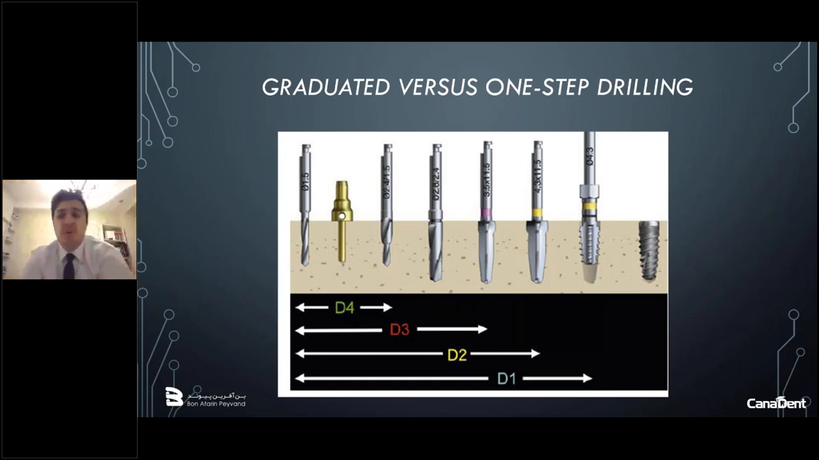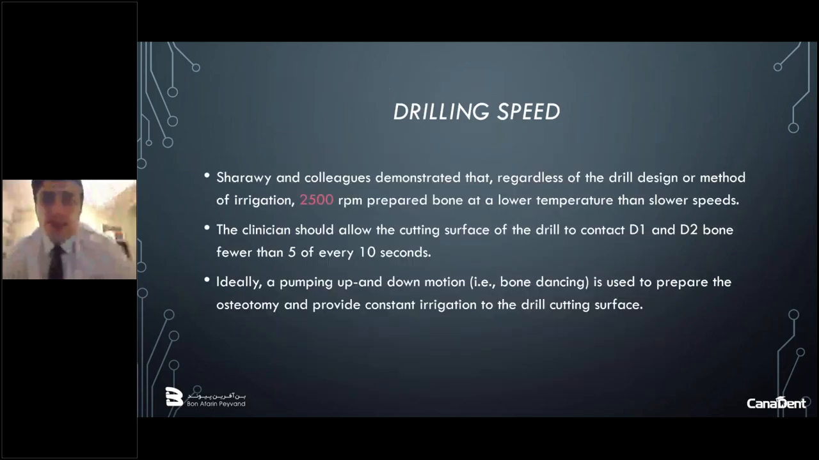So now that we want to start, we must adjust the speed of our drilling sequence. Sharavi and colleagues had a study and said that regardless of the method of irrigation, if you do internal irrigation, external irrigation, use a syringe, use the implant motor or anything, at 2500 RPM, prepared bone has a very much lower temperature rise than when you are using 1000 RPM or 500 RPM or else. So it's not usually right that if we go to higher speeds, the temperature rise will be more.